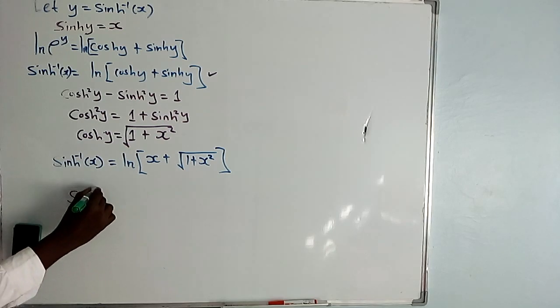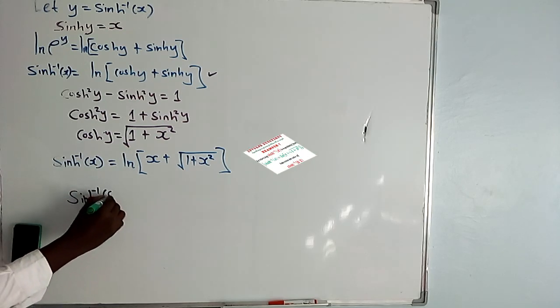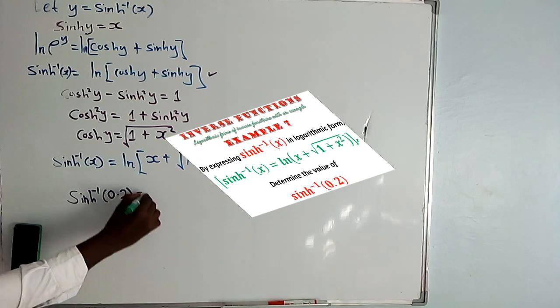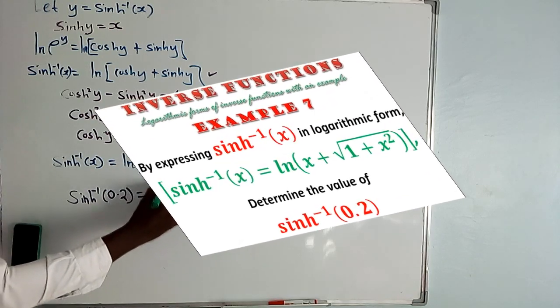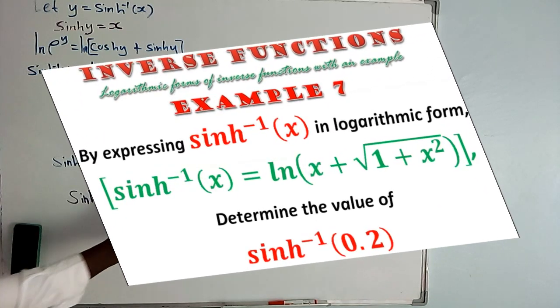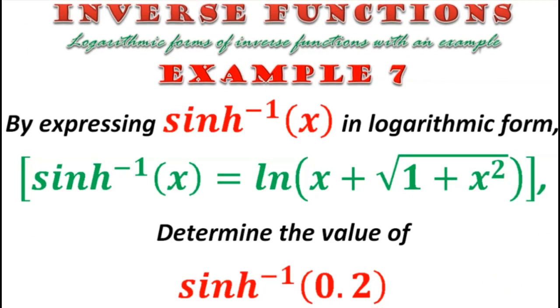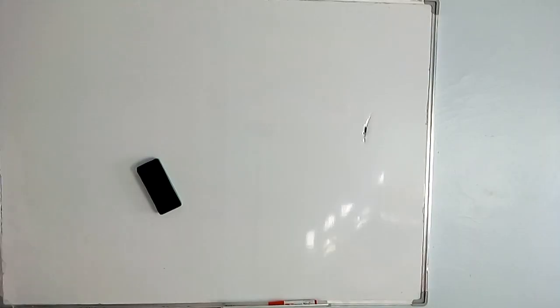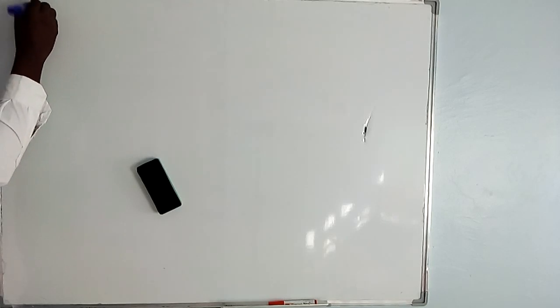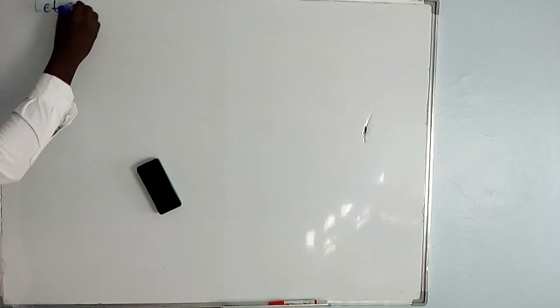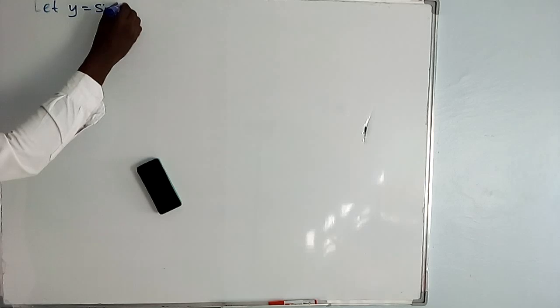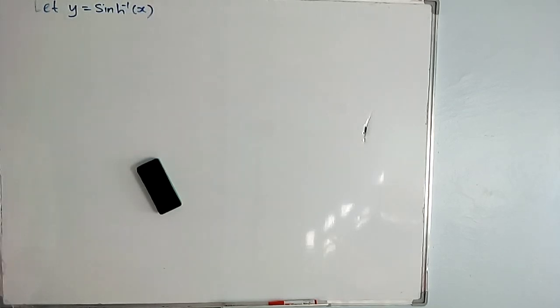Sine inverse of 0.2. So where there is x, you substitute with 0.2, isn't it? By expressing sine inverse of x in logarithmic form, determine the value of sine inverse of 0.2. Now the first thing you say, let y be sine inverse of x. So the moment we are able to get y, then it means we found sine inverse of x, isn't it?